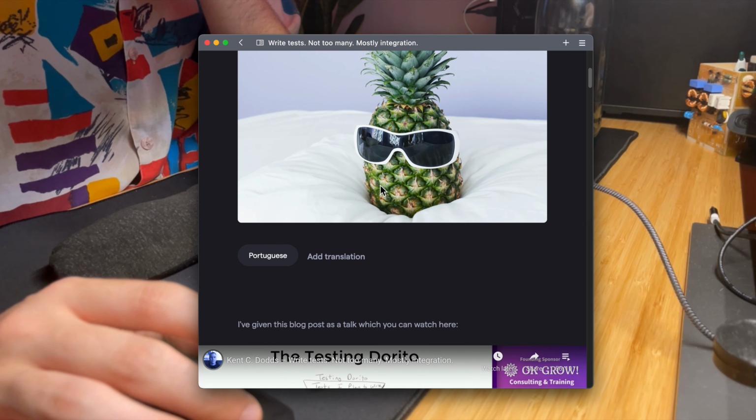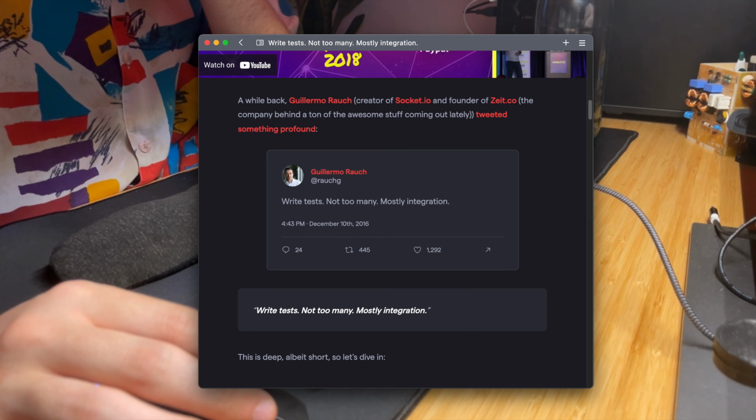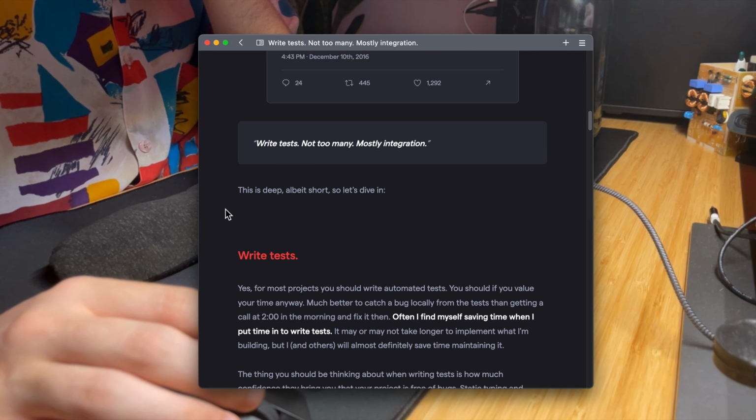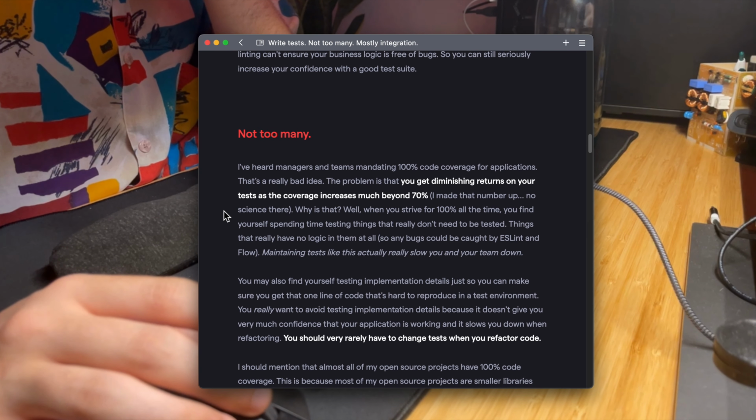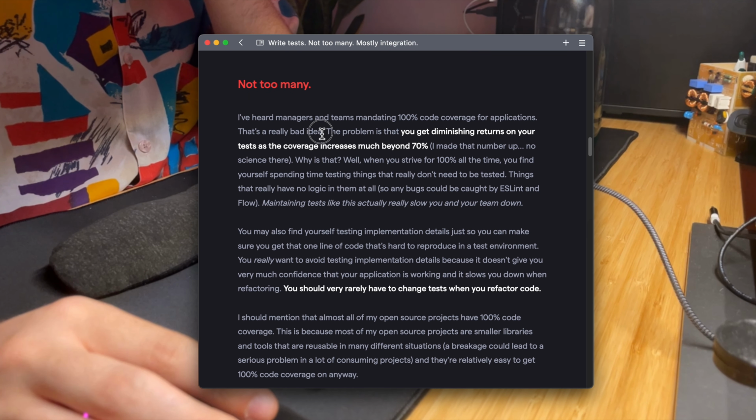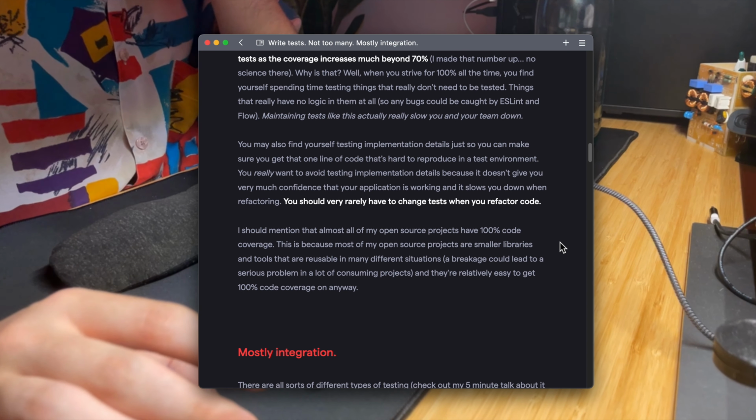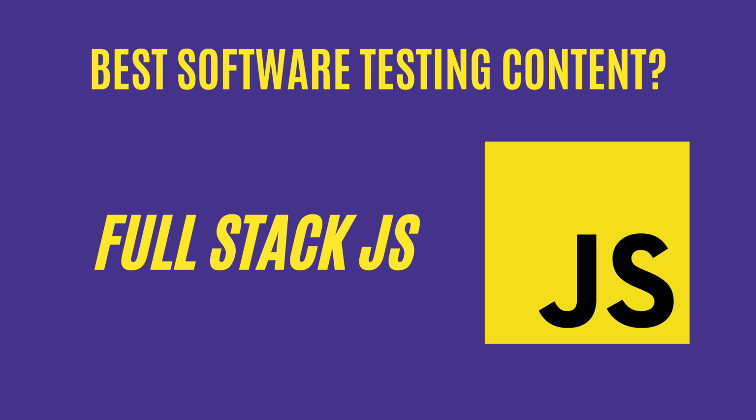If you want a good resource on how to think about software testing in general, check out the Write Tests blog post by Kent C. Dodds. The TLDR is to write tests, not too many, and mostly integration. I think this is a practical and productive approach to testing, and I urge you to give it a quick read. It captures my general philosophy on software testing as a whole. The lack of integration and end-to-end tests in the Rails path means the full stack JS wins the testing round in my book.